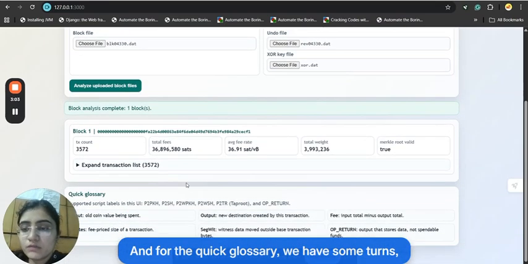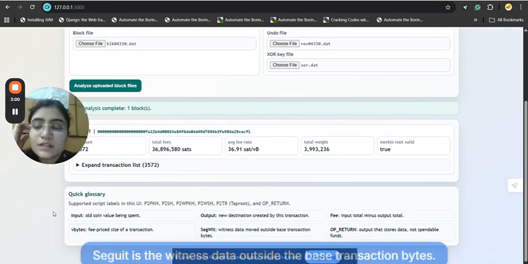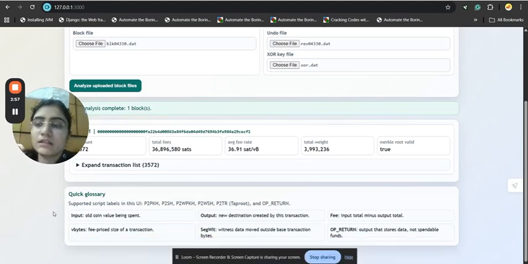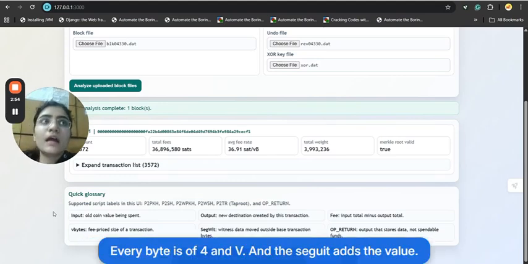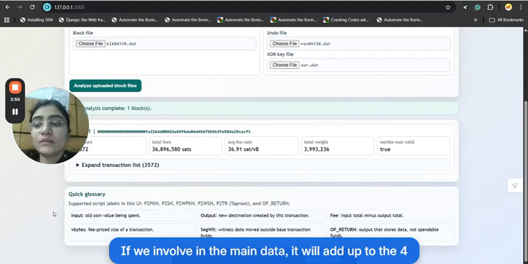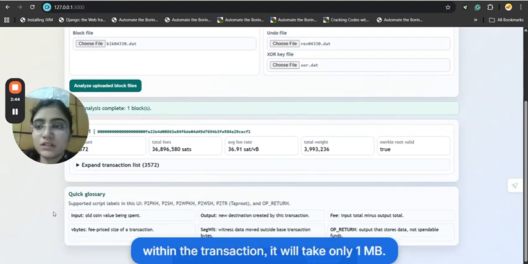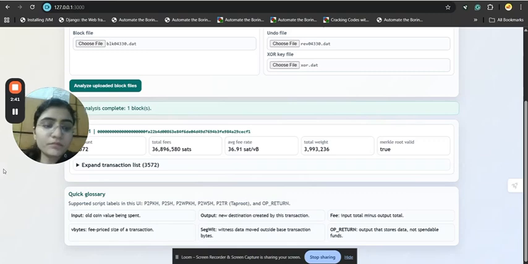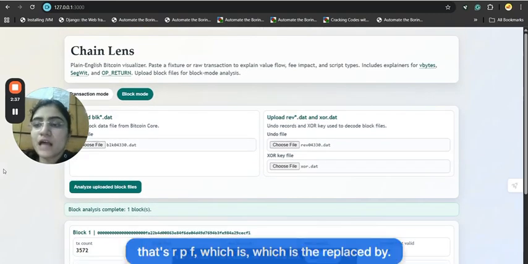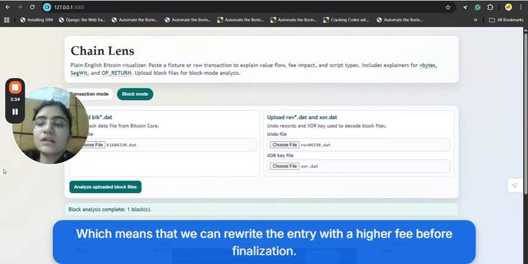And for the quick glossary, we have some terms like SegWit. SegWit is witness data kept outside the base transaction bytes. Every block is 4 MB, and SegWit adds the value. If we include it in the main data, it will add up to the 4 MB. But if we remove it and add it in a separate section within the transaction, it will take only 1 MB. Then we have a term named RBF, which is replace by fee, which means that we can rewrite the entry with a higher fee before finalization.